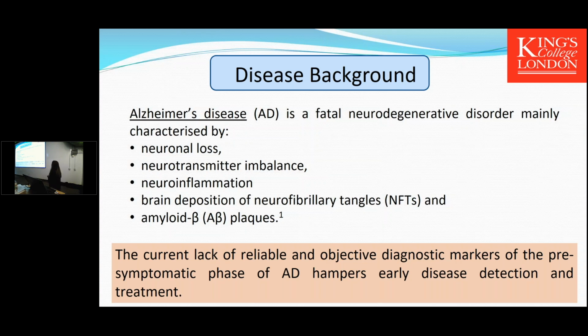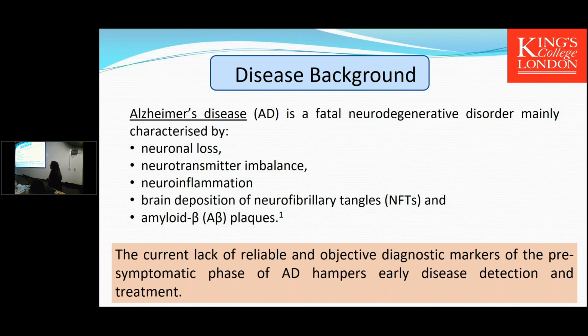So, talking a little bit of biology. Her work was on Alzheimer's disease, and as you know, it is a fatal neurodegenerative disorder. As you may know, there is no conclusive way of diagnosing it at the moment, other than at the post-mortem stage, where you can actually say definitively, yes, that patient had Alzheimer's. So in a way, it's a holy grail to figure out if we can do diagnosis, especially early diagnosis, and preferentially in a non-invasive manner. The disease is characterized by neuronal loss, neurotransmitter imbalance, neuroinflammation, brain deposition of neurofibrillary tangles, and also amyloid beta plaques, which are very characteristic of this disease.